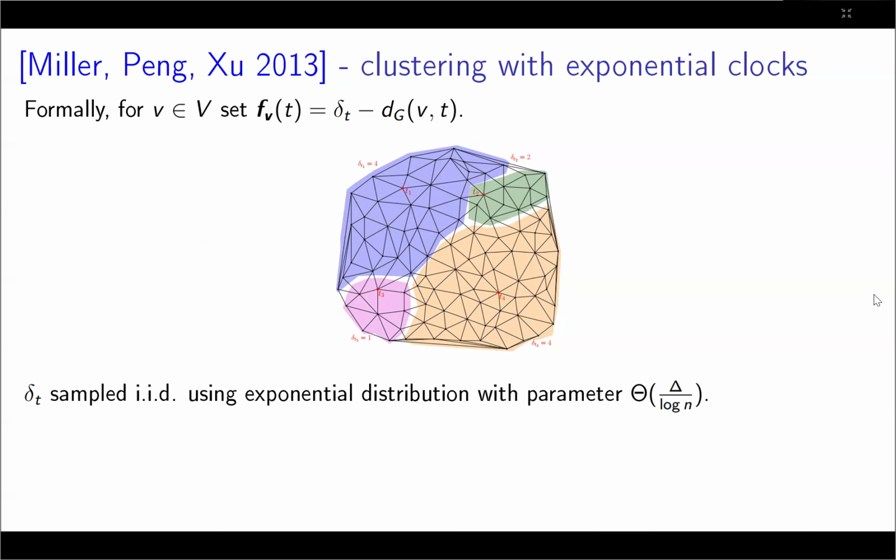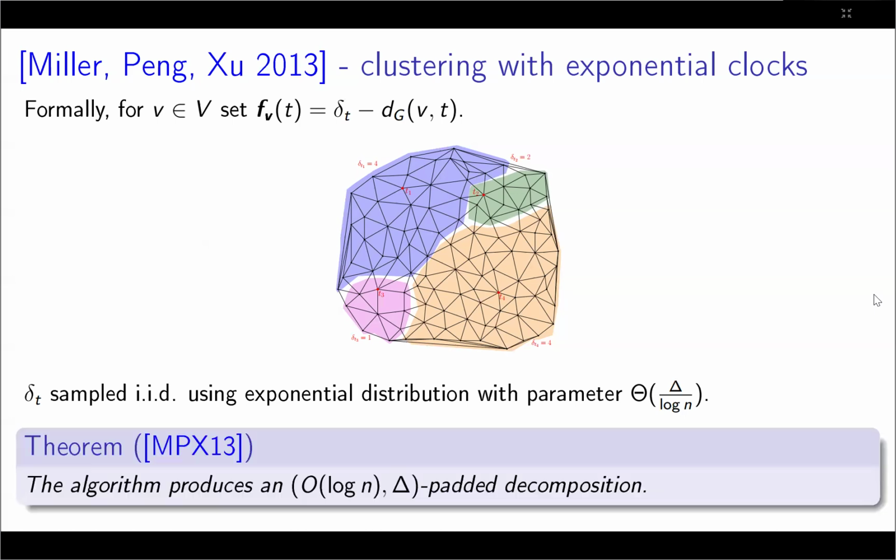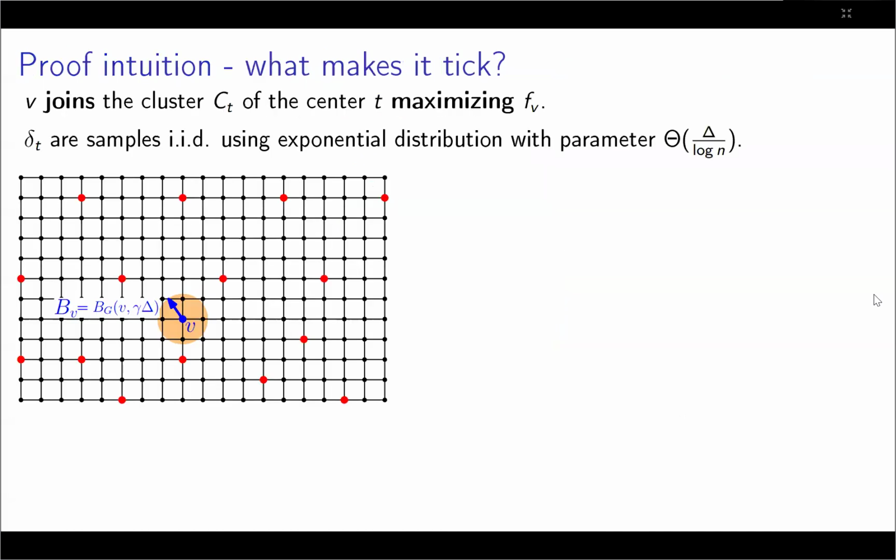Okay, so the noise here is, as I said, sampled using exponential distribution with mean delta over log n, where delta is the scale I want. So basically, you promise that the maximum shift or wake up time is delta. And the theorem, I'm not sure if it's MPX's theorem, but their algorithm gets padding parameter log n. So let's prove it. It's quite a short, nice proof.